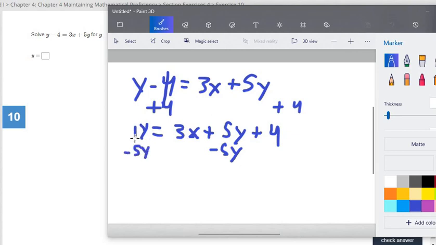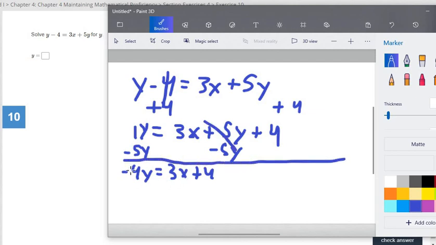So again, this is 1y. We're subtracting 5y. So that's going to leave us with negative 4y equals 3x plus 4. Because here we had plus 5y minus 5y. So that's going to cancel out. So here is what we're left with. So now we just have to get rid of this negative 4. Again, we have to divide by 4 on everything, divide by negative 4.